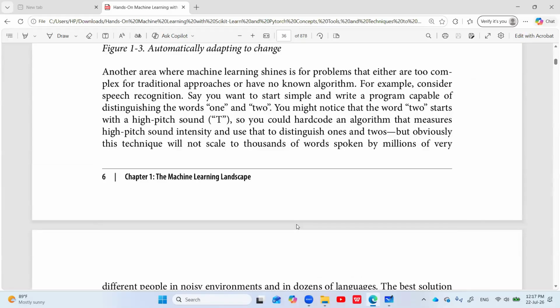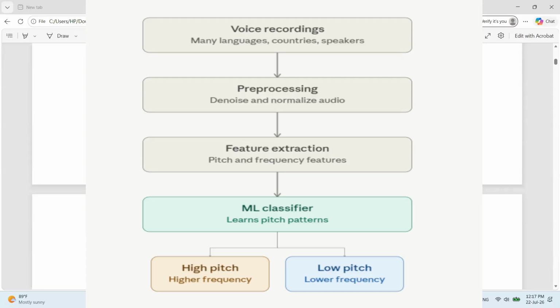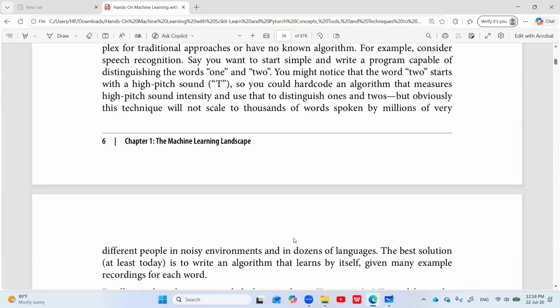So giving rule instructions for that is utterly difficult. What you can do is give the recordings of thousands or millions of people and make our machine learning program understand the things. That means it will be classifying what we call high pitch and low pitch.